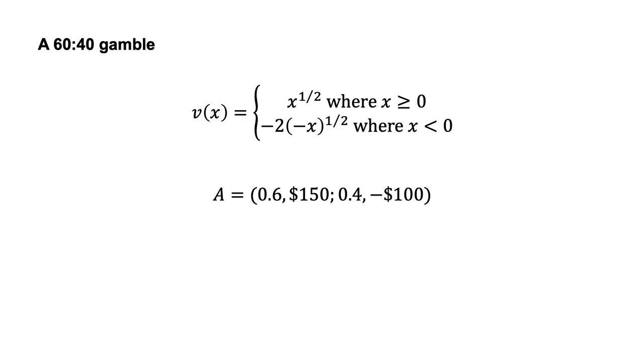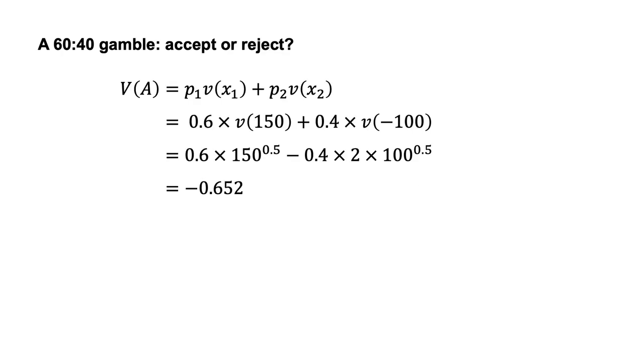Paddy compares the value of taking versus not taking the bet. V of A equals P1 times V of X1 plus P2 times V of X2, which equals 0.6 times V of 150 plus 0.4 times V of negative 100, which equals 0.6 times 150 to the power of 1/2 minus 0.4 times 2 times 100 to the power of 1/2, which equals negative 0.652. The value of not taking the bet is 0. Paddy would have no change from his reference point.